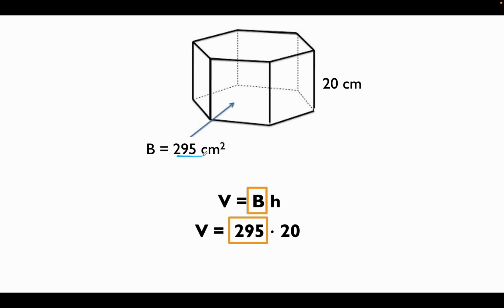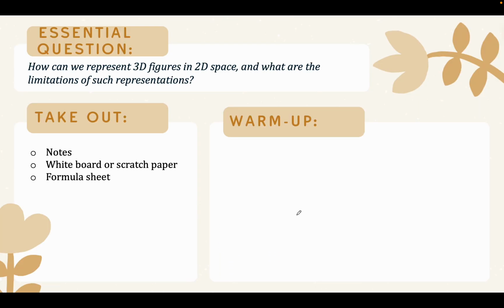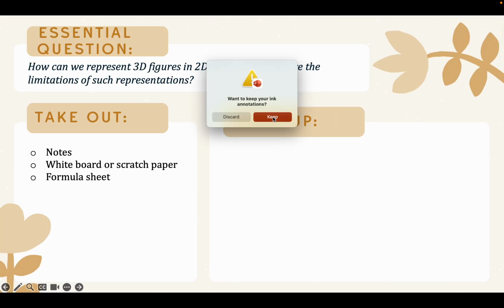We are given that measurement. This is a hexagonal prism. 295 is the area of that hexagon times the height of the prism, which is 20, for a total of 5,900 centimeters cubed. Go ahead and take a minute to try this example and see how you do. If you have any questions, make sure you see me for help.